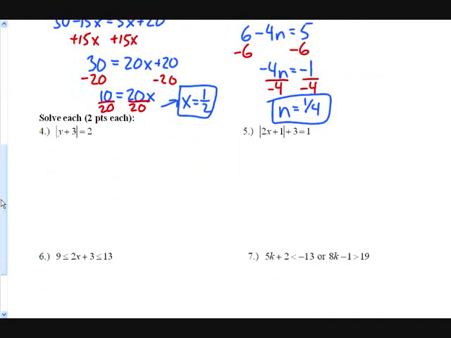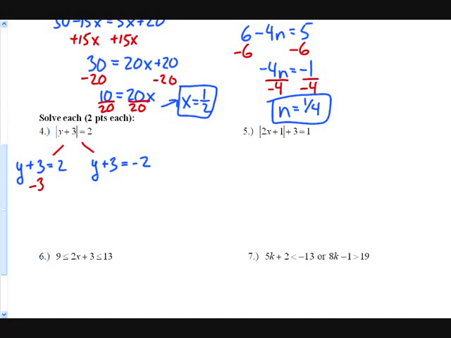Take a look at the next one. When I have the absolute value, if the absolute value is already by itself, I'm going to split this into 2 equations. The first equation, I write this just as it was, the y plus 3 equals 2. The next piece of this I'm going to write as y plus 3 equals a negative 2. Okay? I always set it equal to what's over there and then set it equal to the opposite of what's over there. And I would just have 2 equations to solve.